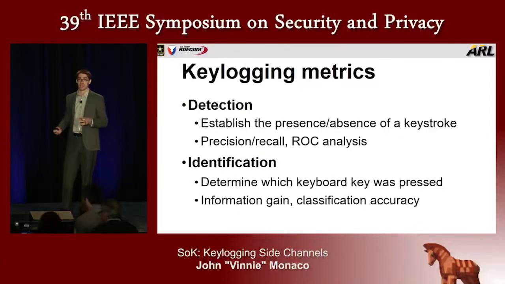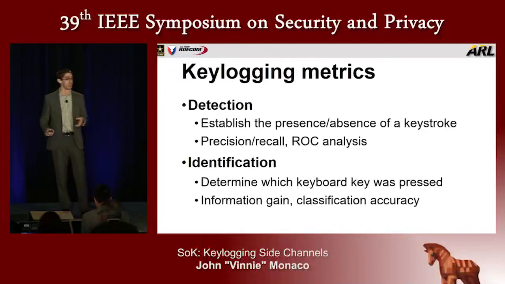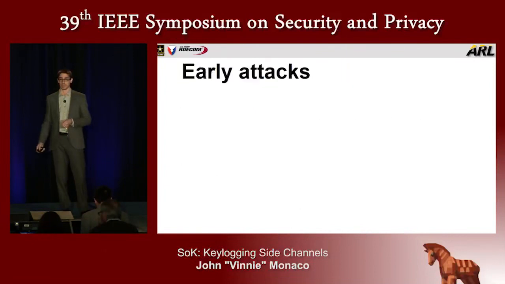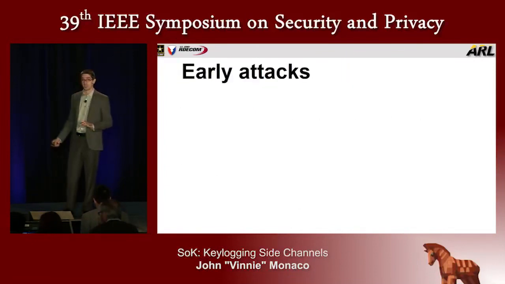In this case, given that a keystroke has occurred, we then try to determine which key that was, which key on the keyboard the user interacted with. And being a multi-class classification problem, we may look at a classification accuracy or information gain to judge how well our method works. So keylogging side channel attacks actually have a pretty rich history.